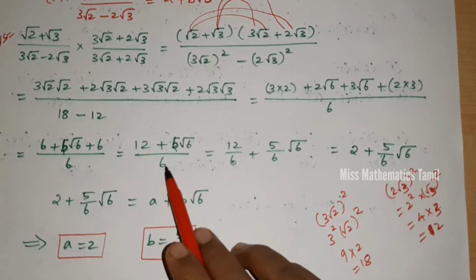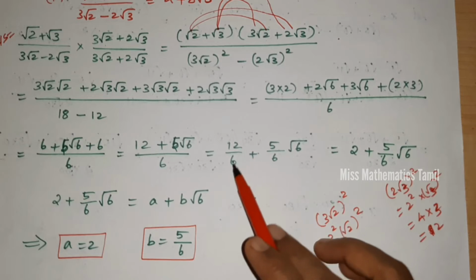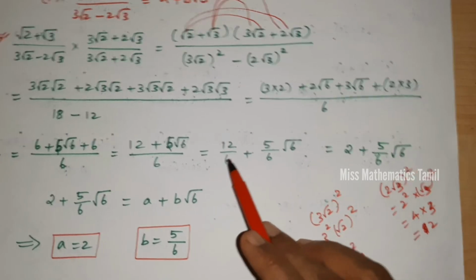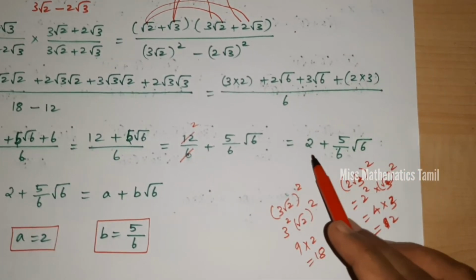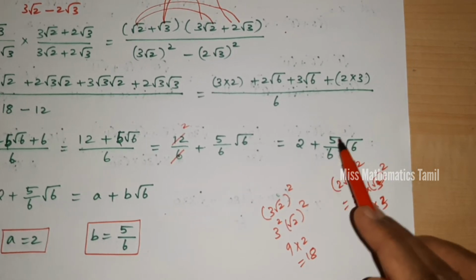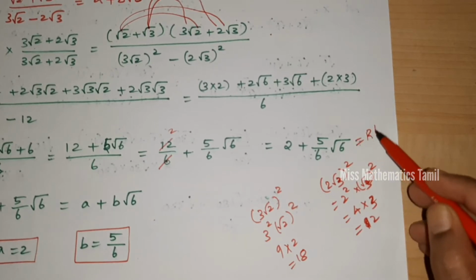I am splitting this denominator for both terms. So that is 12 by 6 plus 5 by 6 root 6. In this portion, 1 6 is 6, 2 6s are 12, so after cancelling only 2 is there, plus 5 by 6 root 6. This is the RHS.